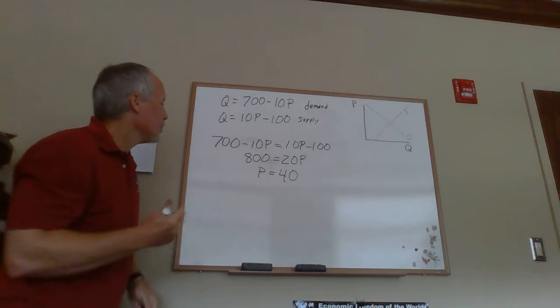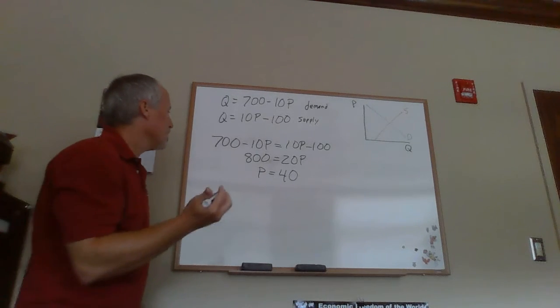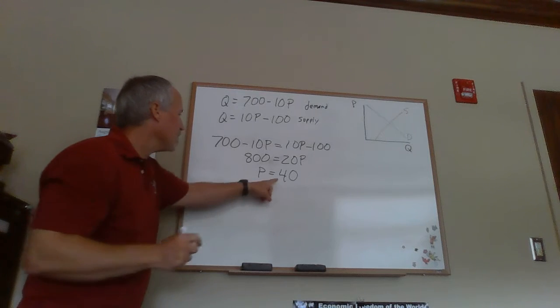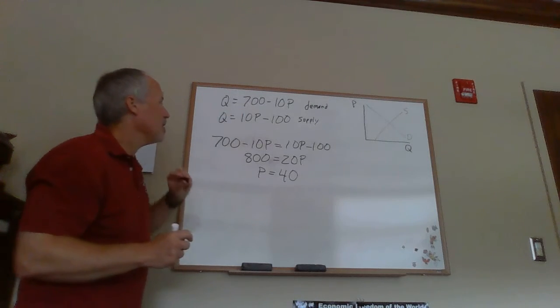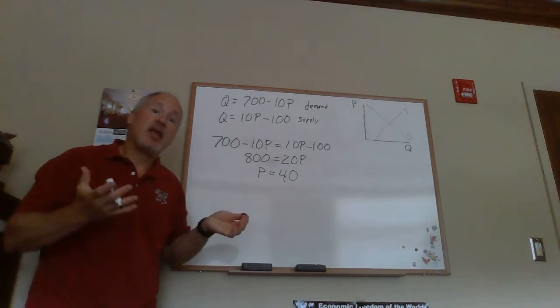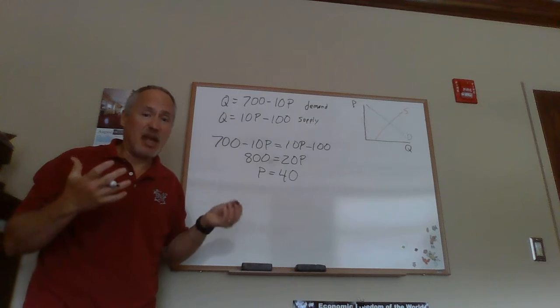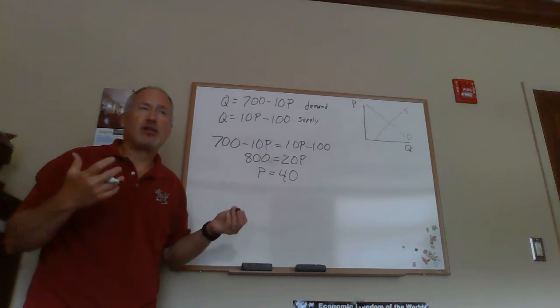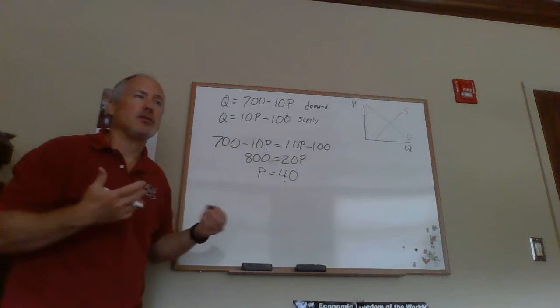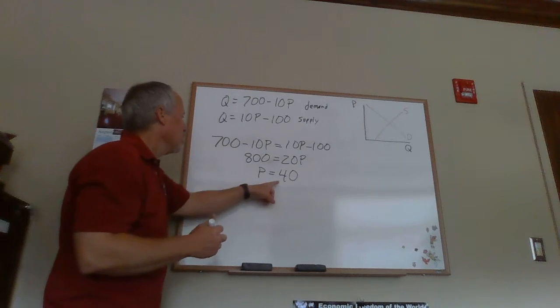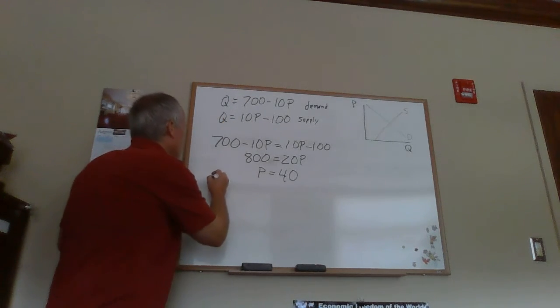So we have that. What we can do next is find the quantity. You can take this 40 and plug it into either the demand curve or the supply curve. In fact, you can plug it into each. You should get the same answer both ways. That's a way to test whether you got the correct answer. So you take this 40 and plug it in. I'll plug it into the demand curve.